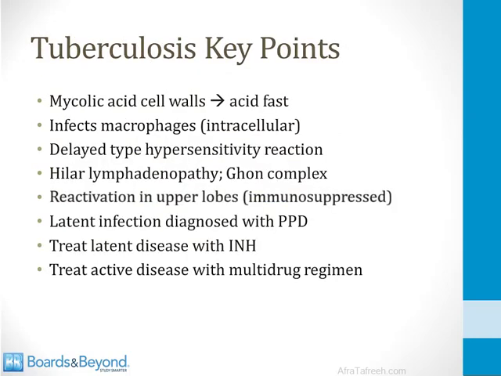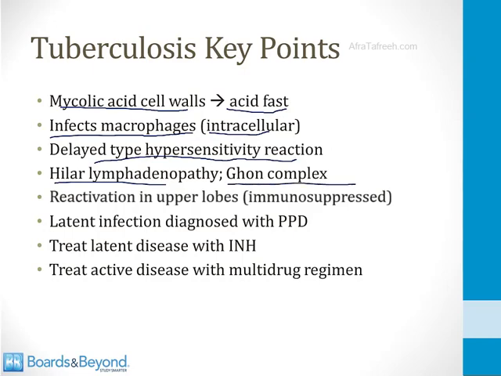So we've covered a lot in this module, and tuberculosis is very high yield, especially for Step 1. So let me leave you with some key points that you don't want to forget. Remember that mycolic acid makes up the cell walls, and this is what makes TB acid fast. Remember that it infects macrophages and becomes intracellular. Remember that it's a cell-mediated immune response. It's a delayed type hypersensitivity reaction, a type 4 reaction. Remember that primary exposure leads to hilar lymphadenopathy and the Ghon complex.